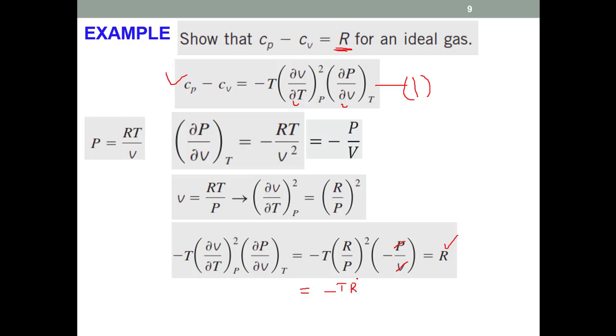Minus T R square divided by P square, and then minus minus will be positive. So again, P divided by V. If we further simplify, that's equal to R, right? One of the P will be cancelled out. Let's take R separate, so T R by PV is equal to 1, and we'll have only R here. That's how we can prove this. So Cp minus Cv is equal to R for an ideal gas.